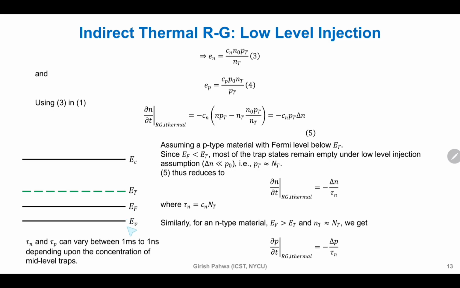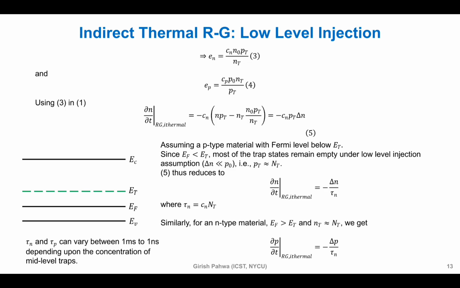So this figure, look at this figure. EC, EV, and EF is somewhere here, and you have these ET. Now EF is smaller than the ET. Can you tell me, will these trap states be filled or empty? Fermi level. What is Fermi level? Fermi level is, on average, what is the energy of an electron?